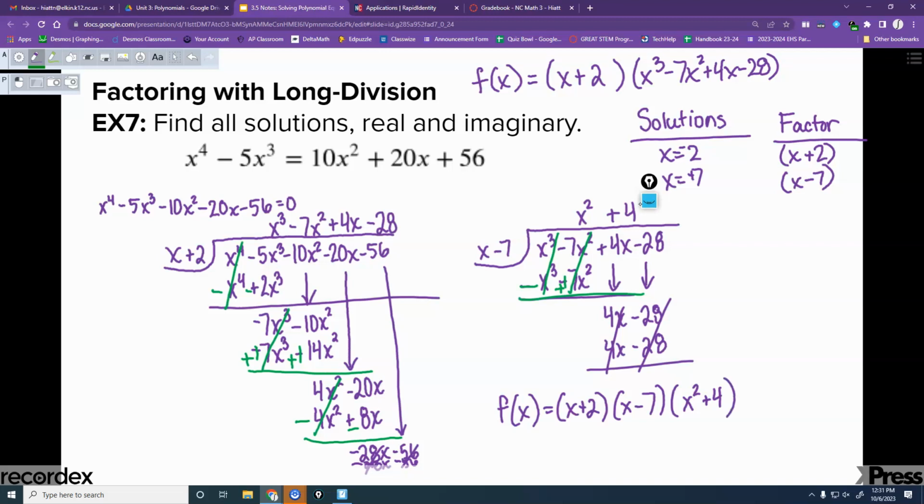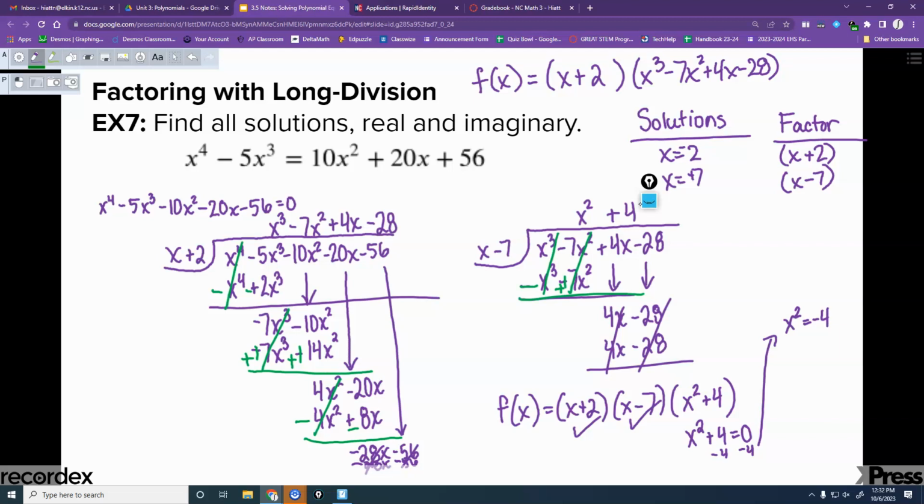So we already have our solution of x equals negative 2. That came from this one. We already have our solution of x equals 7. That would come from this one. All we've got to do for this last part is set x squared plus 4 equal to 0. To solve that, we need to subtract that 4. X squared is going to equal negative 4.